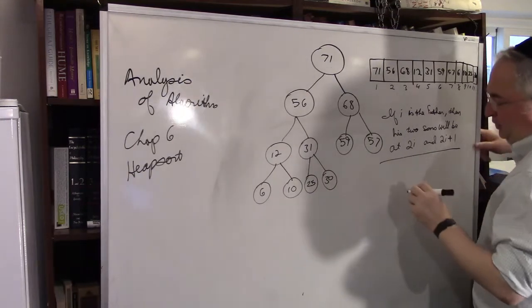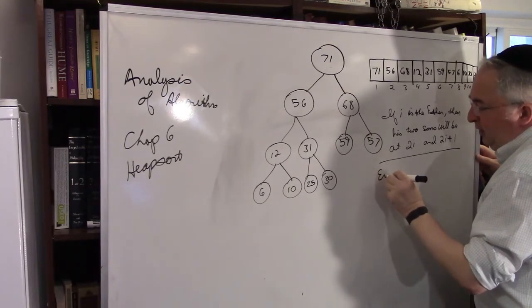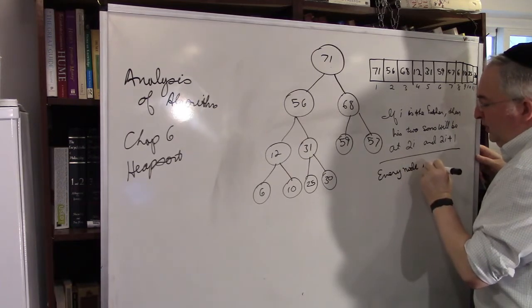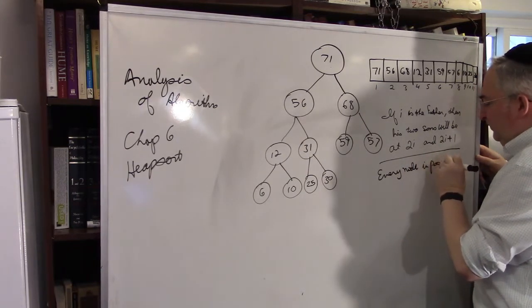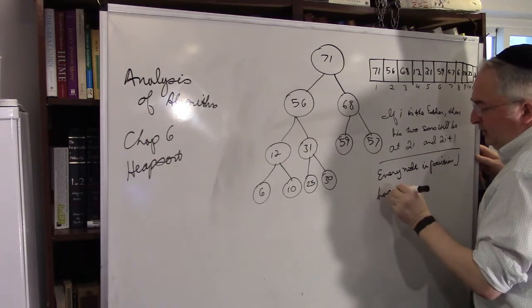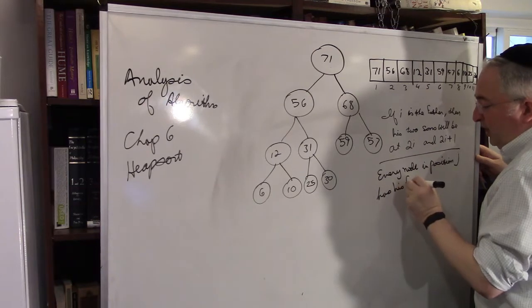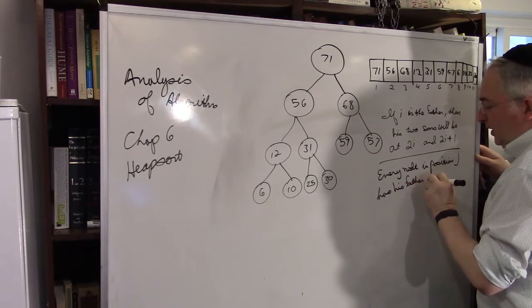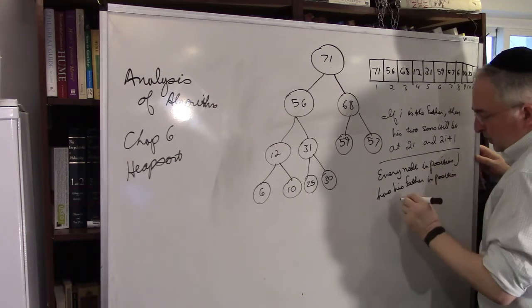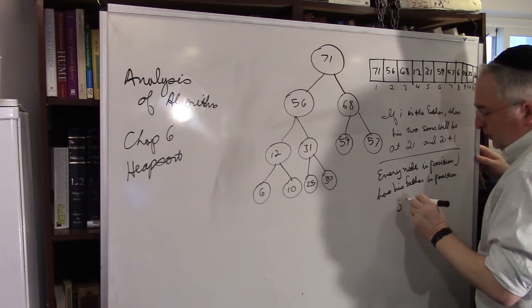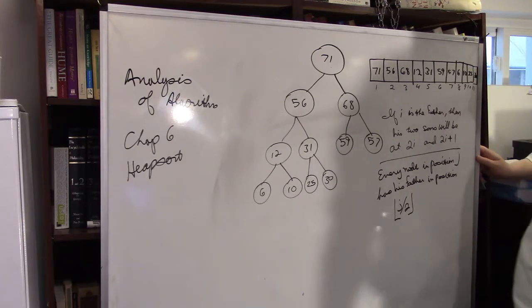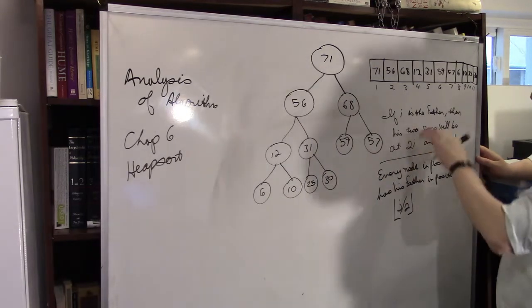There's another thing that you can say. Every node in position J has his father in position J over 2, floor. Okay, so let's look at it.